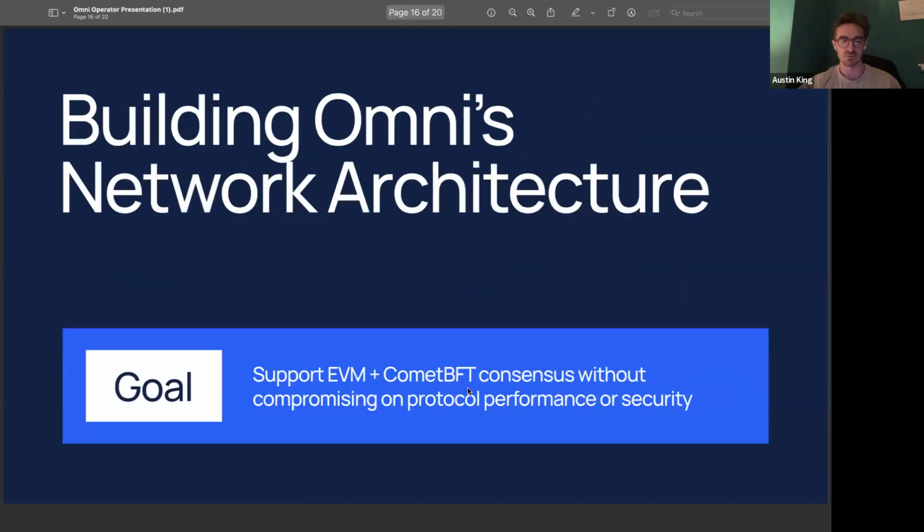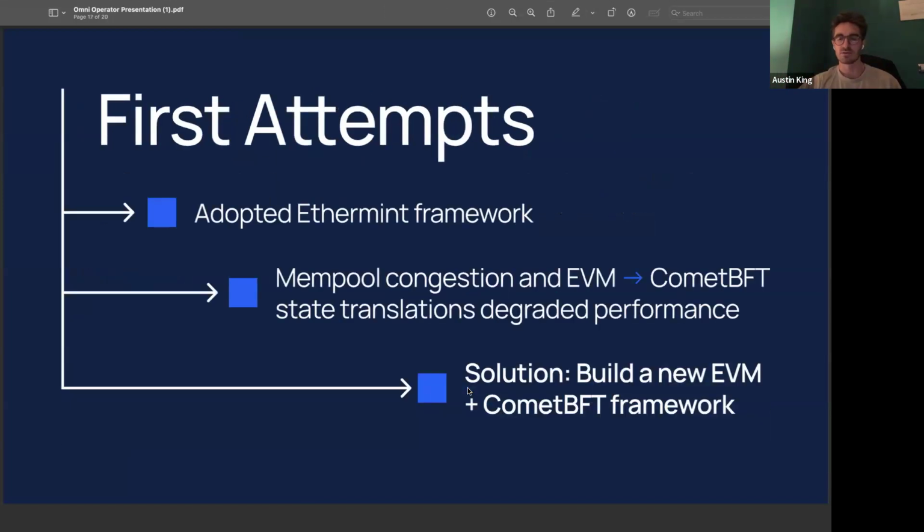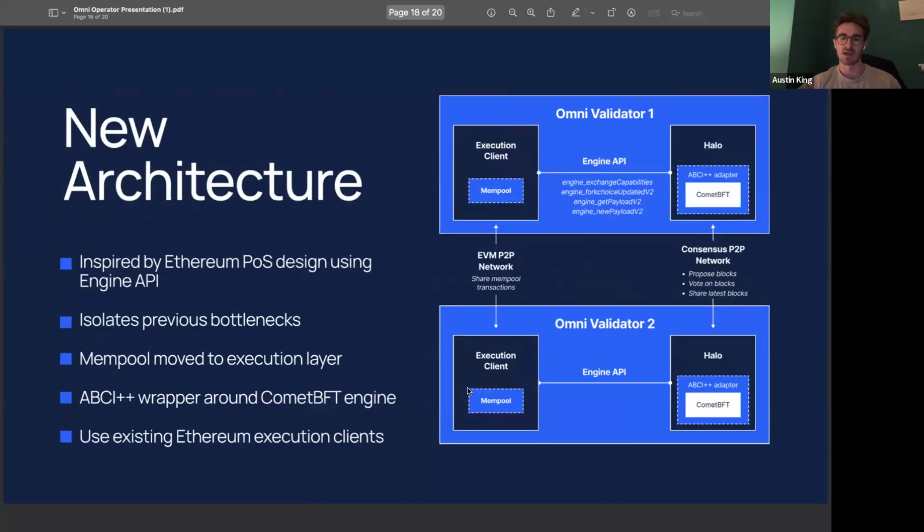I can go deeper into that, or we can keep this more technical. But high level, that is Omni at large. Happy to answer any questions. It looks like there's one message in chat here.